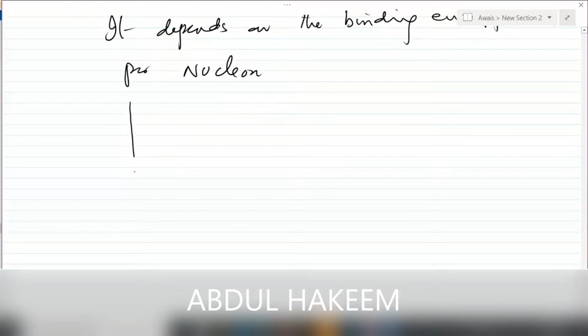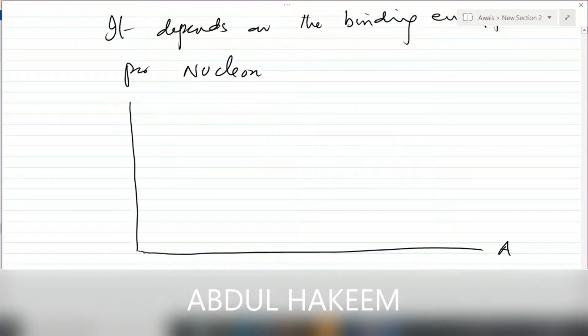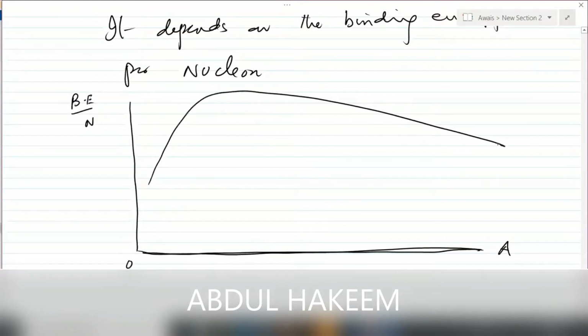So when we draw the graph between the size of the nucleus, meaning the mass number A, and the binding energy per nucleon, the graph is almost like this. So this first atom is hydrogen with mass number 1, and this is the most stable element, atom, and it is iron, and its mass number is 56.